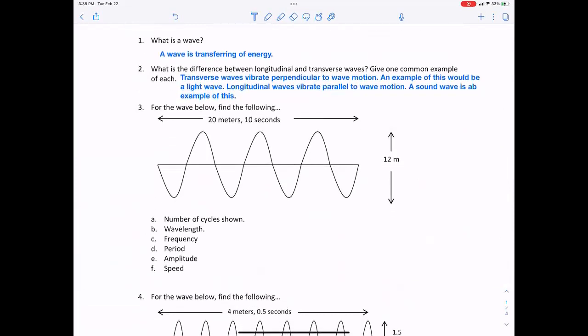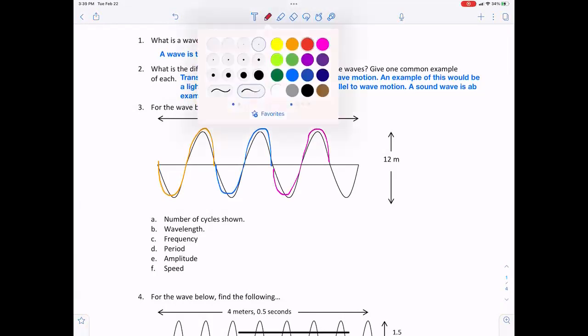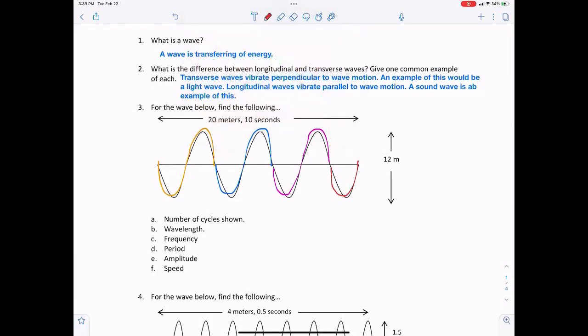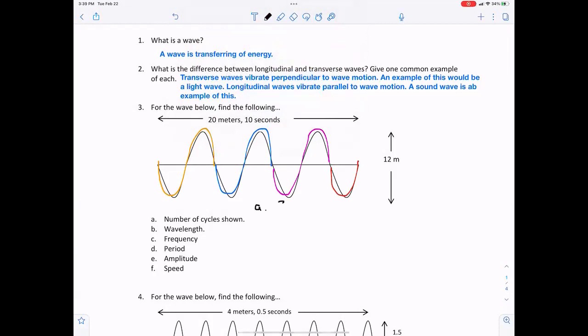Number three, for the wave below, find the following. Well, we need to find the number of cycles, the wavelength, the frequency, the period, the amplitude, and the wave speed. Let's begin. First, you'll notice that there are 1, 2, 3.5 cycles. Okay, so we're going to start off right in the beginning here, part A. There are 3.5 cycles.